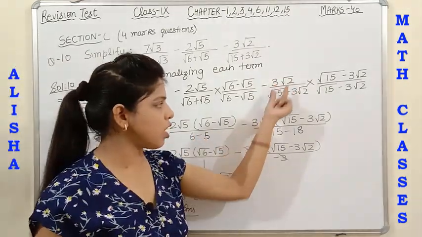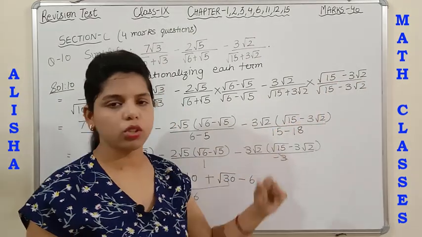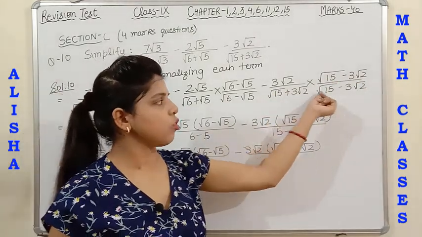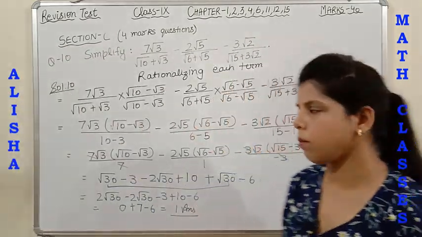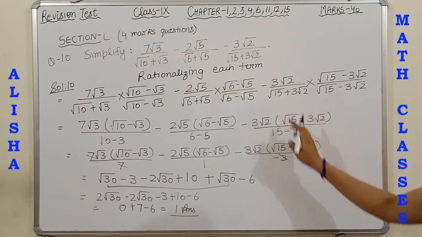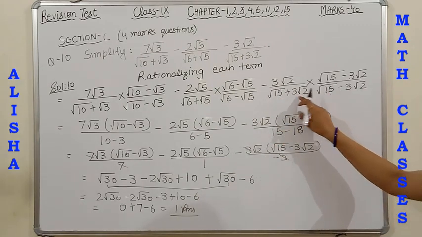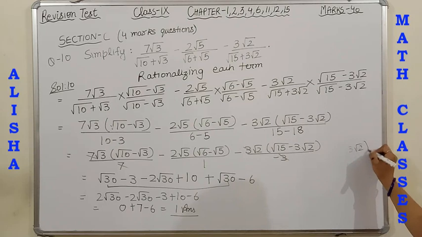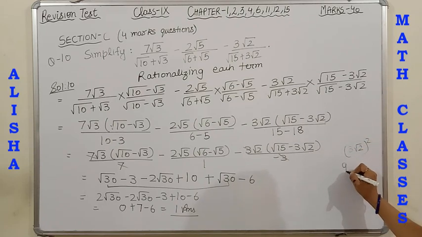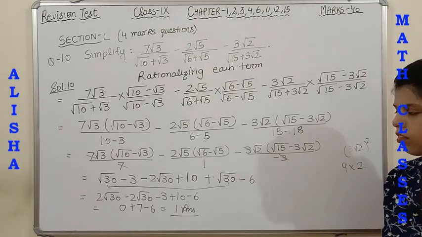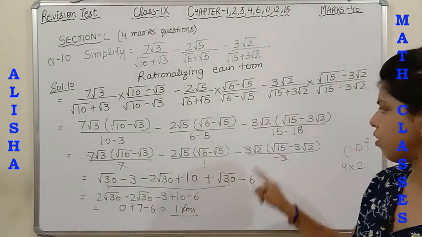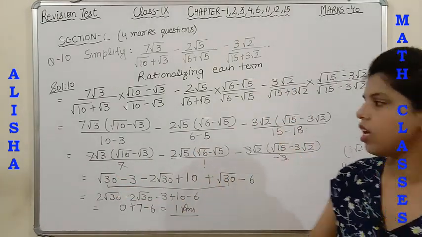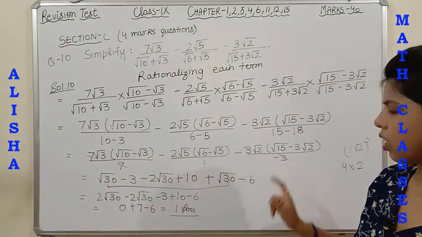And the last term is 3 root 2 into root 15 minus 3 root 2 upon a plus b into a minus b. In every term you get the same formula, a plus b into a minus b, which is going to be a square minus b square. So root 15 square is equal to 15 and b square, that means 3 root 2 square. Now 3 root 2 square, 3 square is equal to 9 and root 2 square is equal to 2. So 9 into 2 is 18. So I have written here 15 minus 18. Now 10 minus 3 is equal to 7, 6 minus 5 is equal to 1, 15 minus 18 is equal to minus 3. Cancel 7 by 7 and 3 by 3.